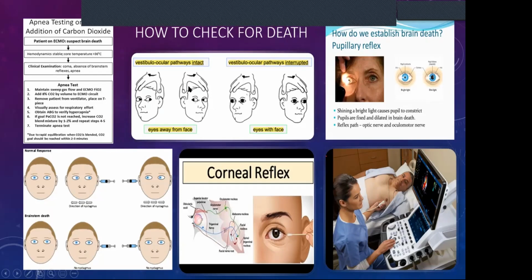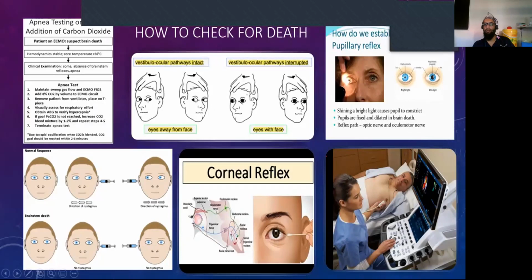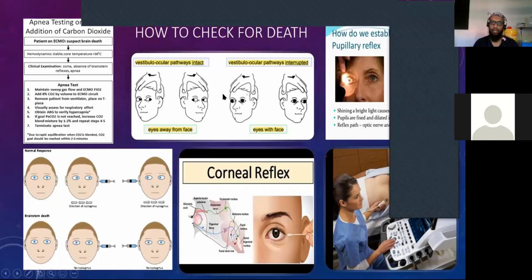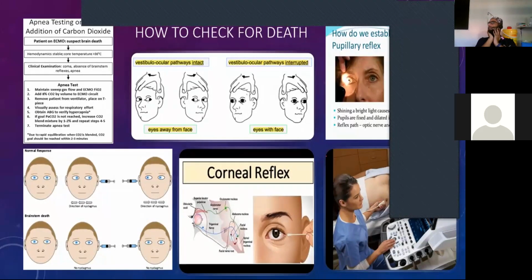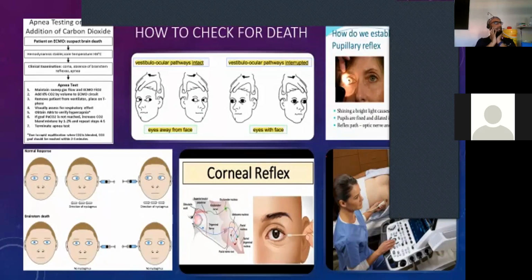The second one that we can use is called the doll's eye. What happens is when your midbrain is still intact, let me just show it to you here. When your midbrain is still intact and you're still alive, if you were to turn the patient's head, they keep their eye fixed on one spot, just like that. That's the doll's eye movement. But once a patient is dead, the eyes move with the head.